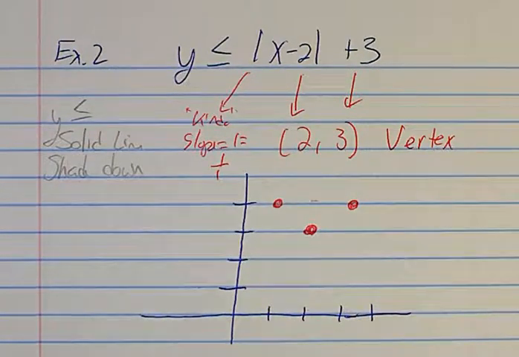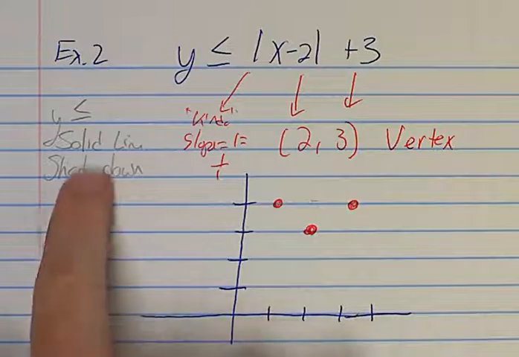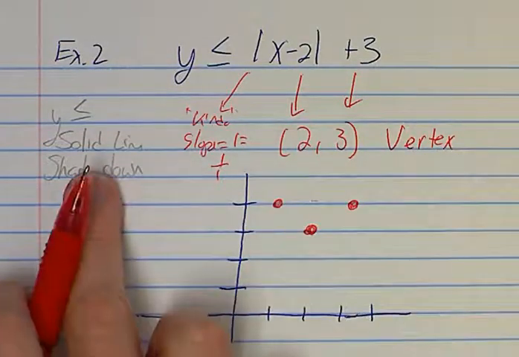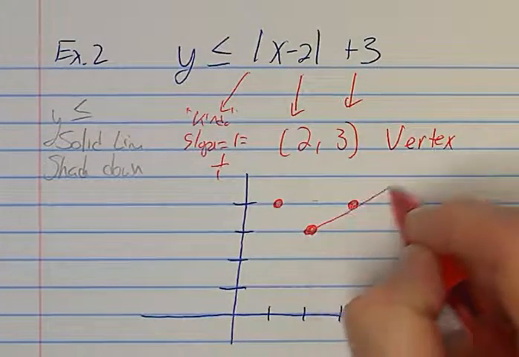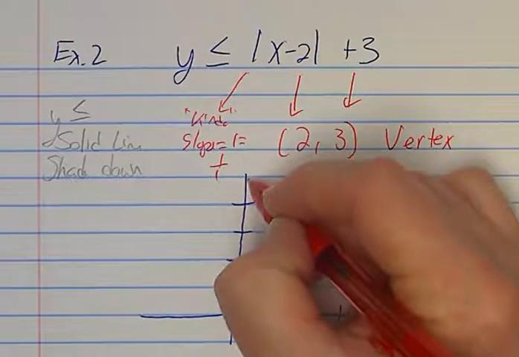And again, this is where I always have to check. If I make mistakes, it's usually the line. I get excited and I just draw the lines. In this case, it is a solid line. So we'll make it solid in both directions.